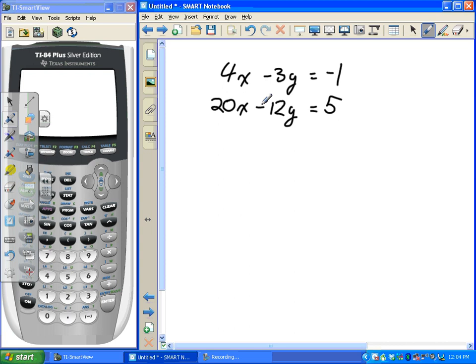There's eliminate, substitution, and graph. So who wants me to graph this? Good. Who wants me to eliminate this? And who would like me to substitute? They voted. Eliminate. All right. We're going to solve by elimination.